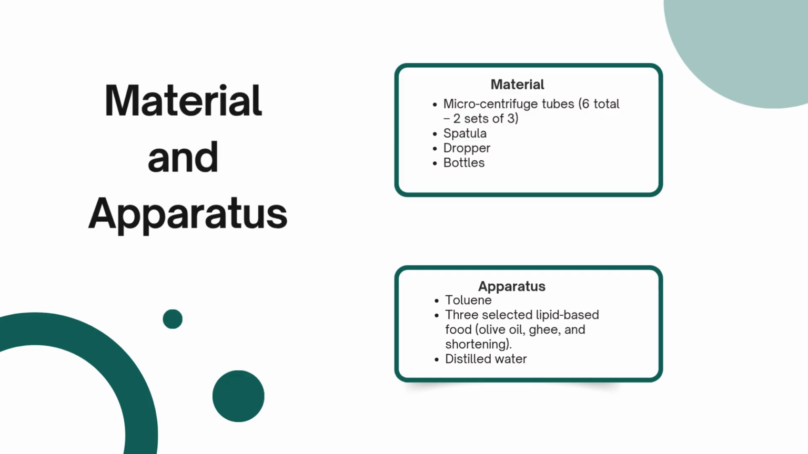Next is material and apparatus. For material, we need microcentrifuge tubes, 6 in total, spatula, dropper and bottles. For apparatus, we need solid, 3 selected lipid-based food, which is olive oil, ghee and shortening, and lastly distilled water.